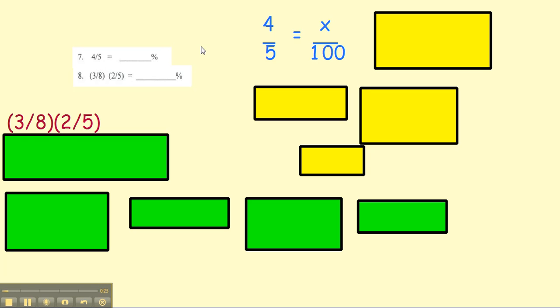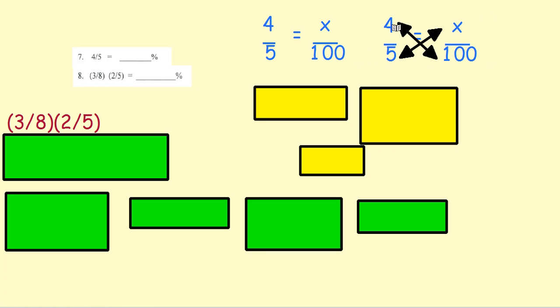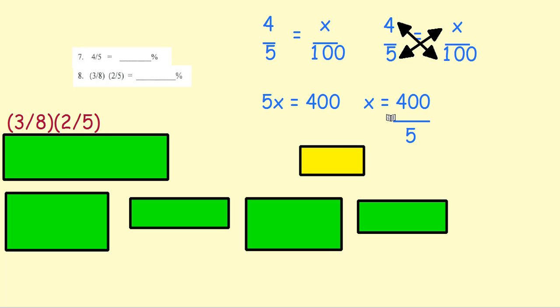But the foolproof way is to create what's called a proportion and do 4 over 5 equals, and it's got to equal something similar to it but a different fraction. So on this side we'll say whatever the percentage is out of 100%. And so what you can do then is cross multiply, and you'll multiply 4 times 100 and 5 times x, which should give you 5x is equal to 400. The last step then is to divide both sides by 5 to get x alone, and 400 divided by 5 is 80, or 80%.